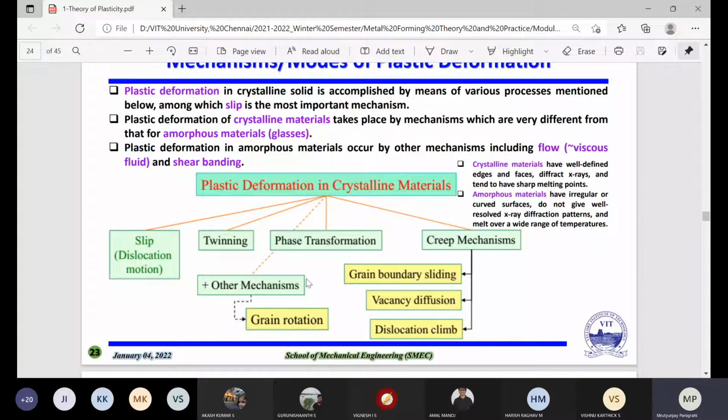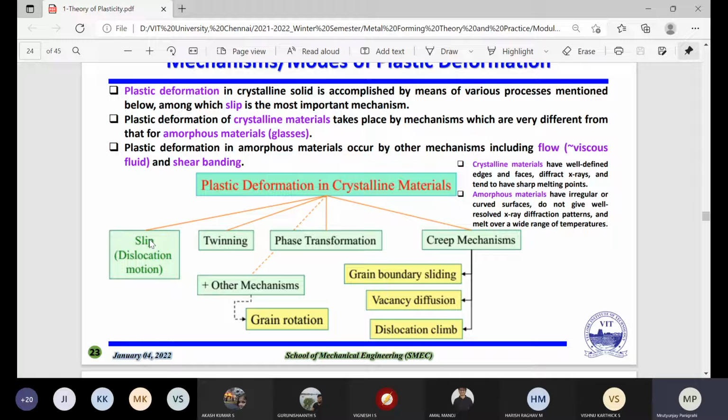Now when we are talking about plastic deformation in crystalline material, the first is slip, the dislocation motion, how the dislocation can move from one place to another. Only then will we find plastic deformation. The second is twinning, the third is phase transformation, and the fourth is the creep mechanism. But we are not going into detail on phase transformation, because that is a separate subject, and creep mechanism is also a separate chapter. So we will only stick to slip.